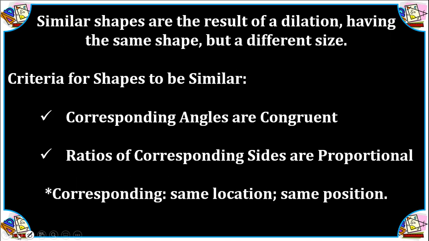So first of all, similar shapes are a result of dilations. They are the same shape, but possibly a different size. So in order for two shapes to be similar, corresponding angles have to be congruent, and the ratios of corresponding sides are proportional. Now remember, corresponding just simply means the same location or the same position.